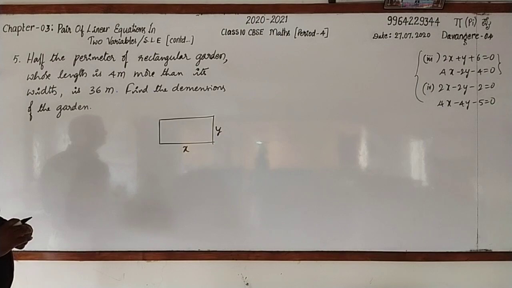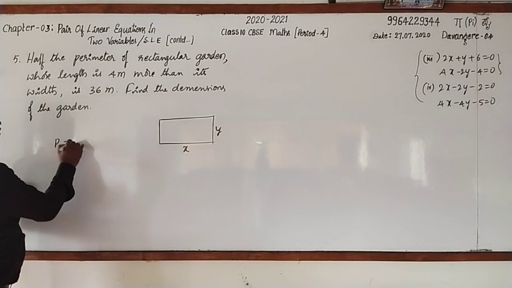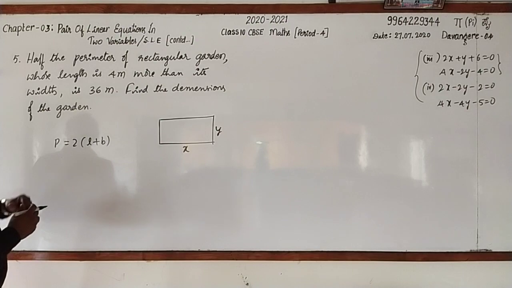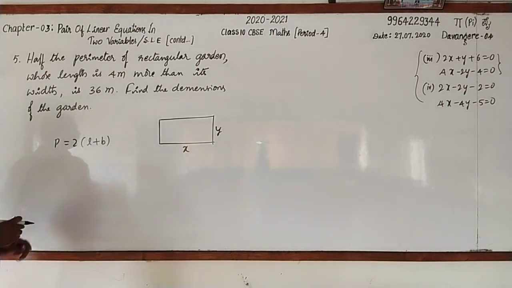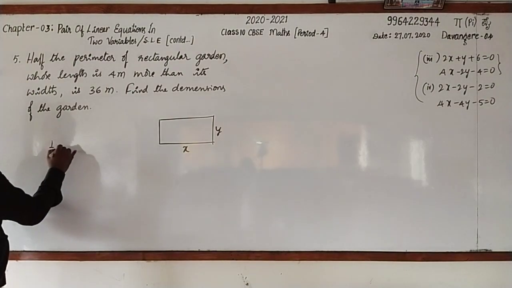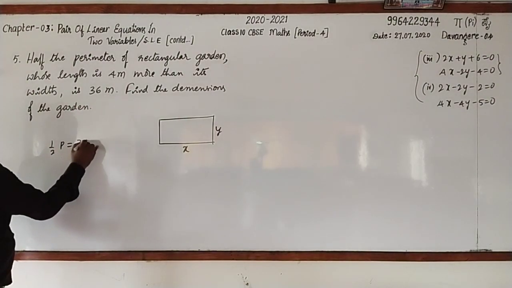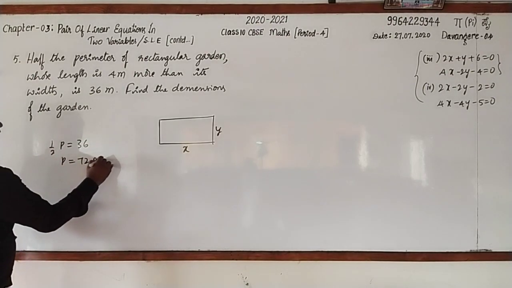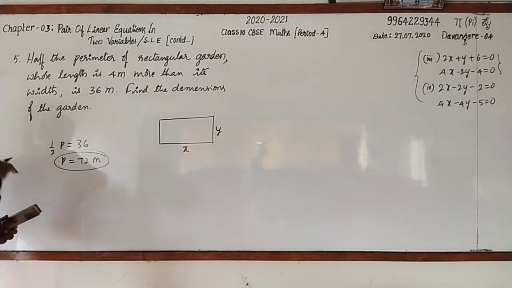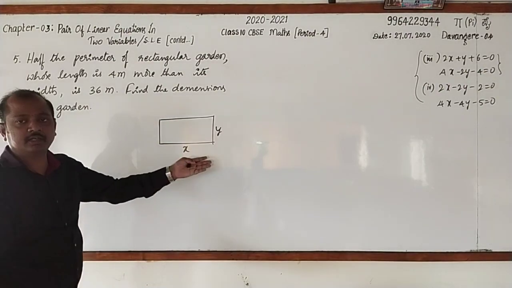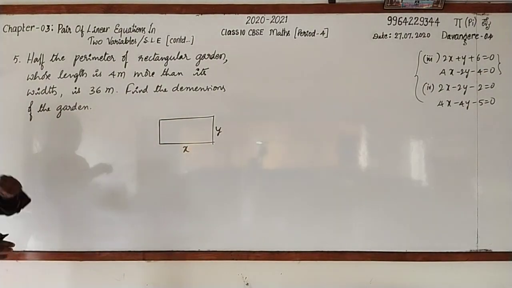Then what will be its perimeter? Perimeter of a rectangle is 2 into L plus B. But have they given the perimeter? No. But what has been given? Half of the perimeter is given. Half of the perimeter is 36. Understood? Then P is equal to 72 meter. This is the perimeter. So with this information, we have to find out the dimensions of the garden, nothing but the values of x and y.